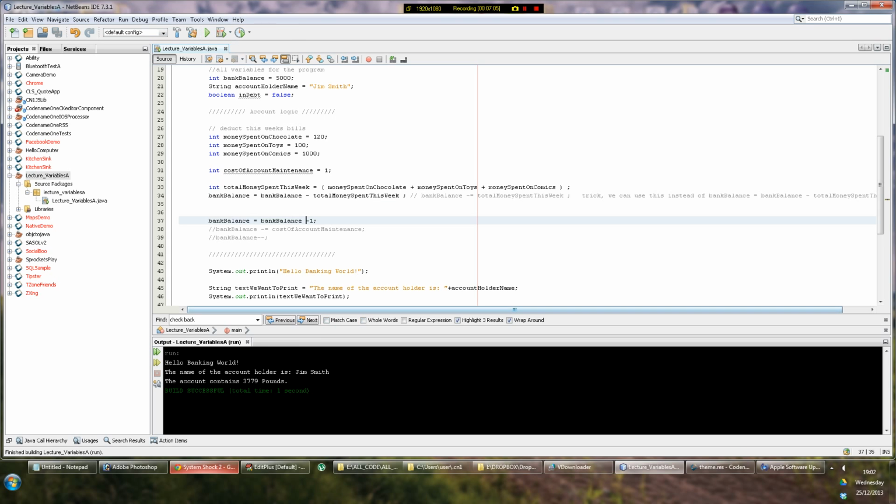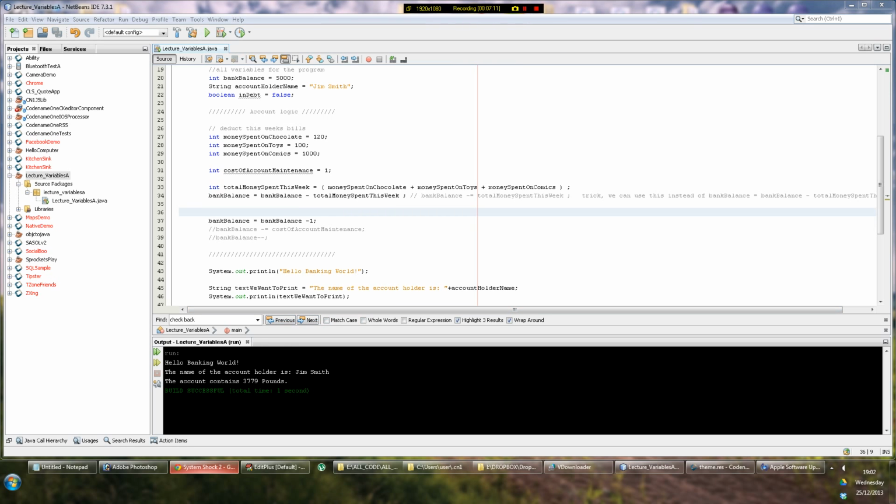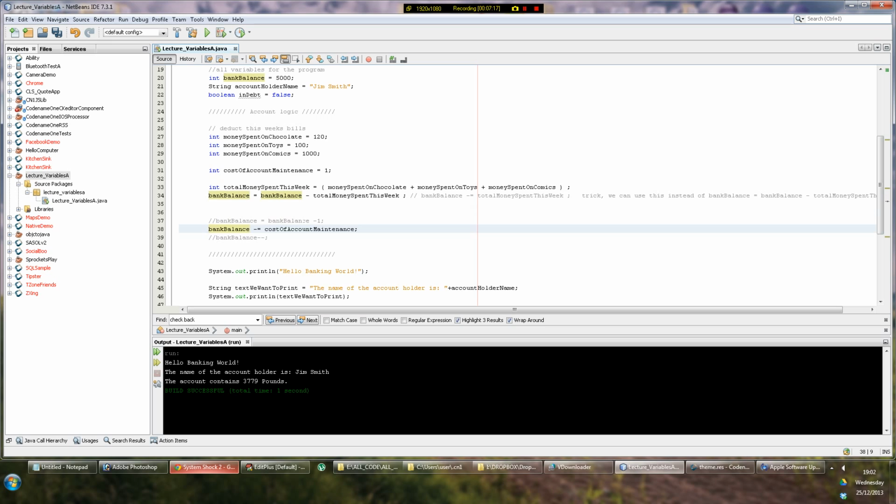I just did it there, and I've been doing this for years. So 3779. That's what we'd expect, right? That's the normal way to subtract 1. Now let's use our smarter way. Cost of account maintenance is 1, so we expect the same result. Yes, and as you can see, by putting these slashes in, that turns off that line. That's what I'm doing there. It's not executing. So now we just executed that one, and that came up with the same result.